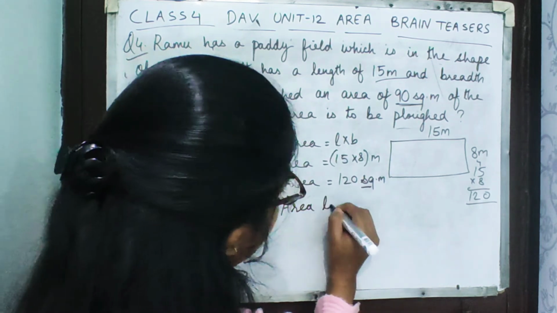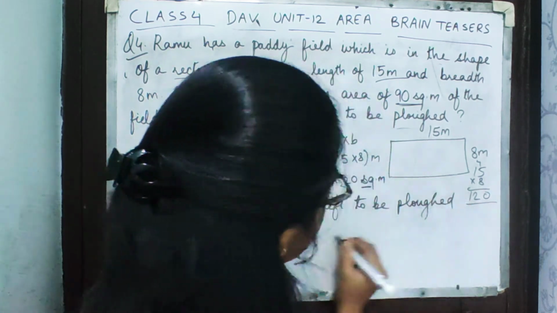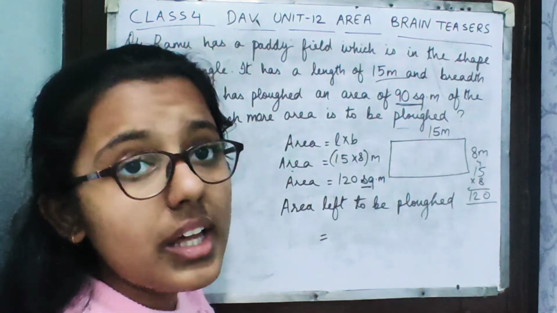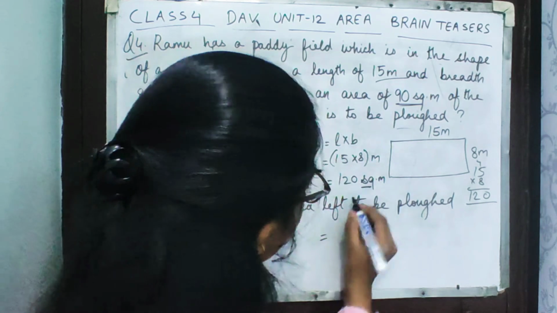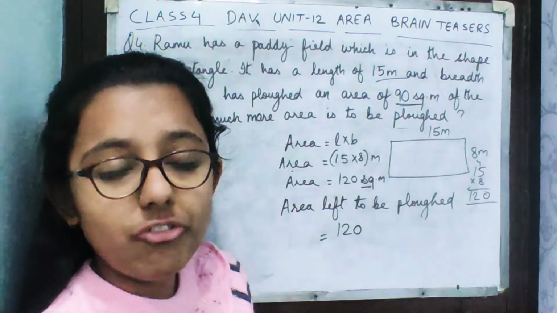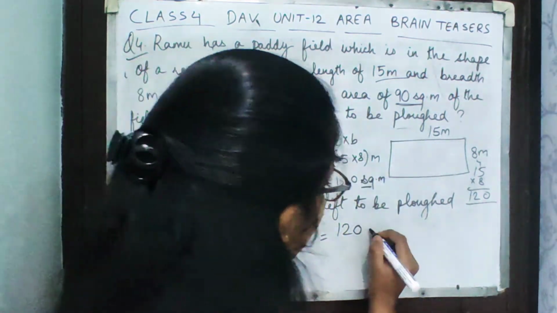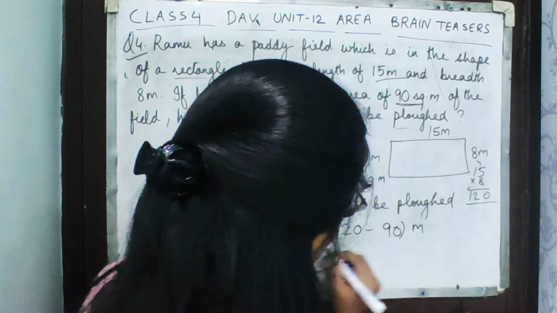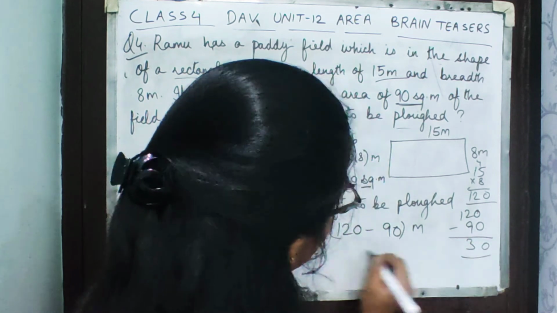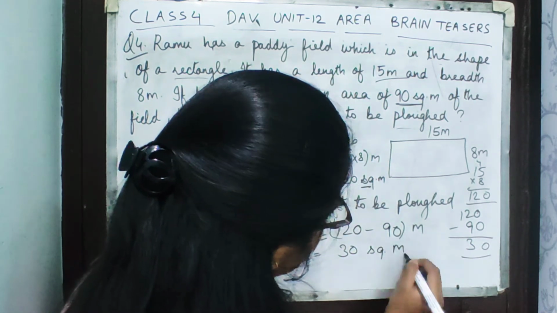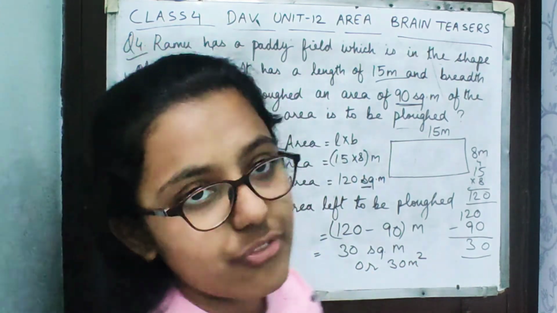So area left to be plowed is equal to, so how much area is left, okay, how much is the left part? So what is our area now? 120. So the full field is 120, okay. Out of that 90 he has already done. So how much is left? So 120 minus 90, okay. So 120 minus 90 is what? 30. Yes, so the answer is 30 square meter or 30 meter square. Okay, so this much area is left to be plowed.